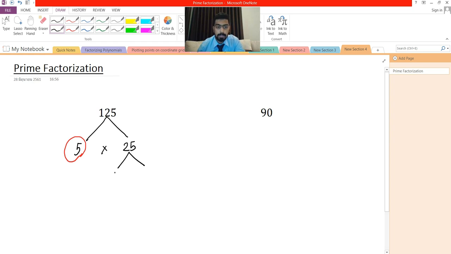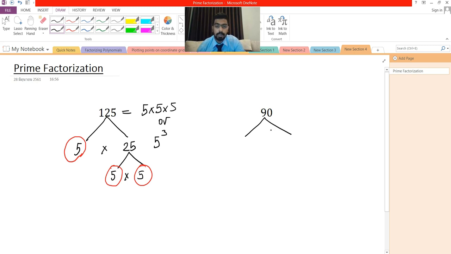Now 25 can be done more, so we know that 5 times 5 gives us 25. Again, whenever we see prime numbers, we circle them and we take a look at the question. It cannot be done anymore, so the final answer is 5 times 5 times 5, or it can also be written as 5 to the power of 3. Because 5 is multiplied by itself 3 times, we can also write it as 5 to the power of 3.